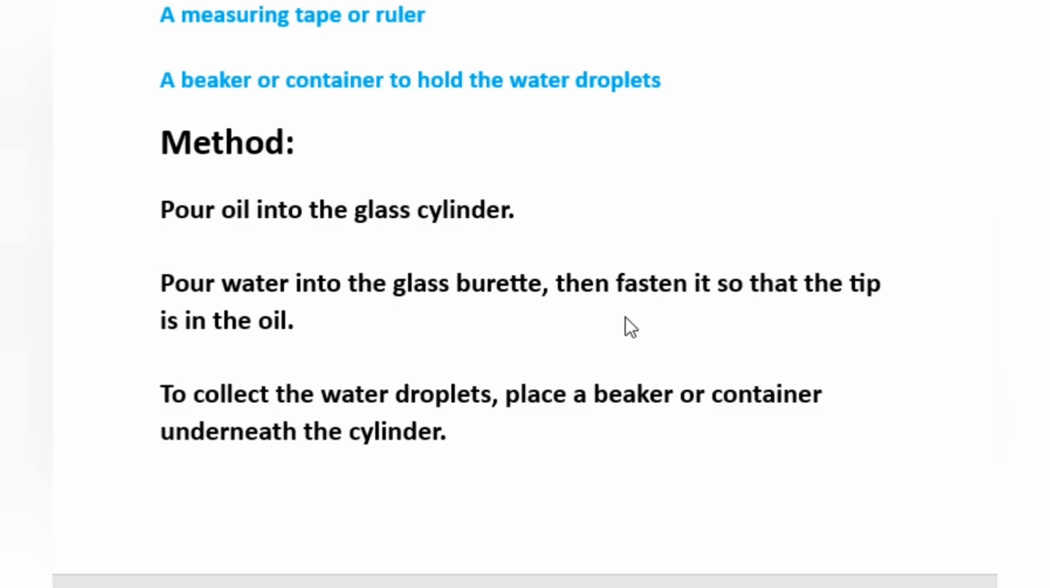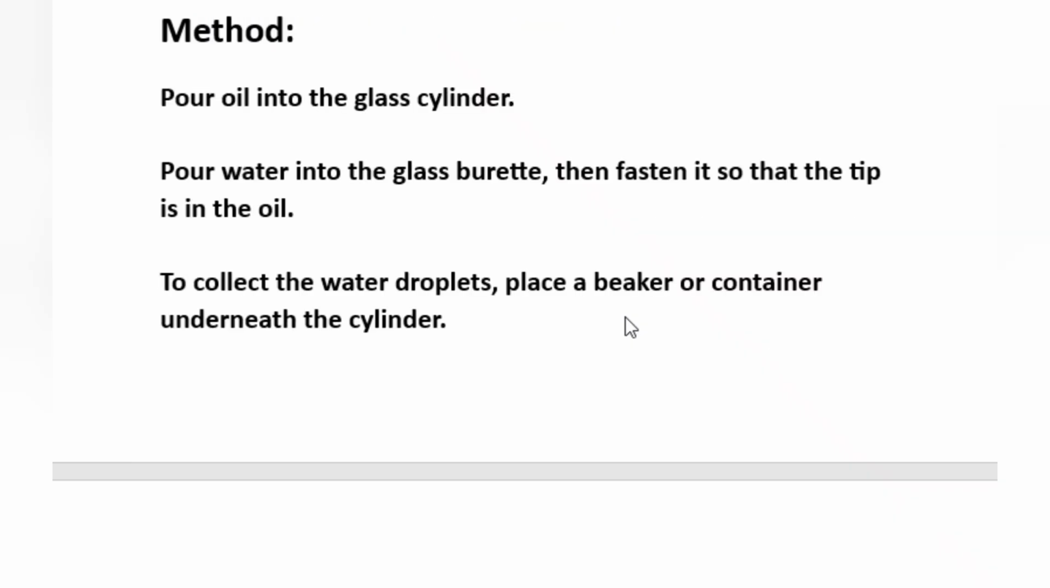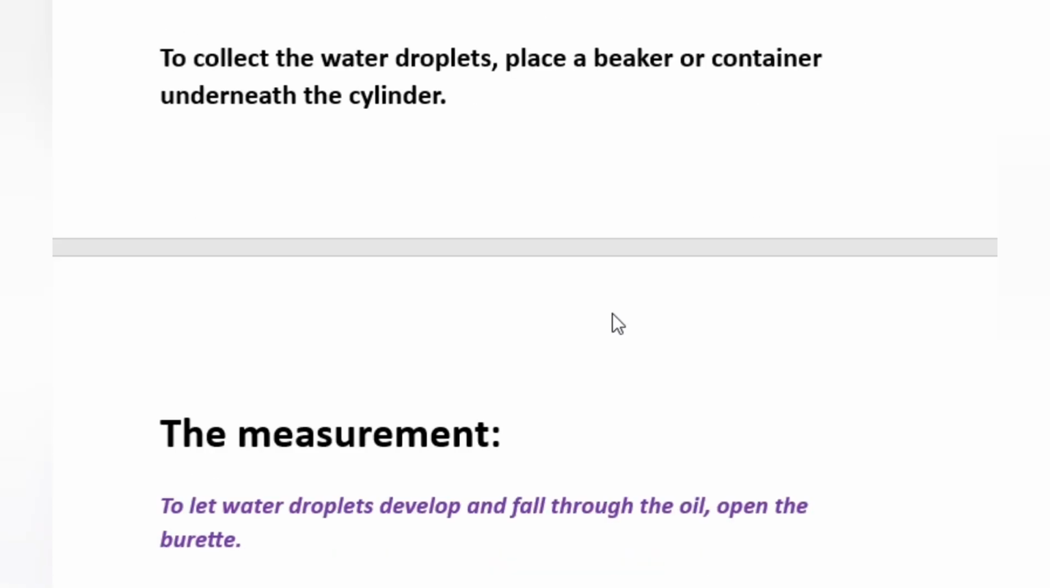So you collect the water droplet, place a beaker or container underneath the cylinder. Here we want to count the number of water droplets that are passing between the marks of a glass cylinder. Remember that your glass cylinder is calibrated, and so when you let water droplets out of your glass burette, you will count the number of droplets that pass through the marks of the glass cylinder. And again, you have to take the measurements.